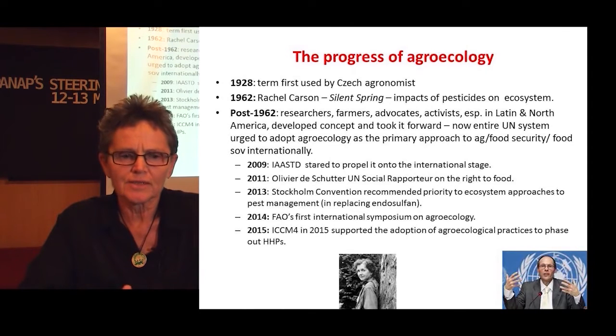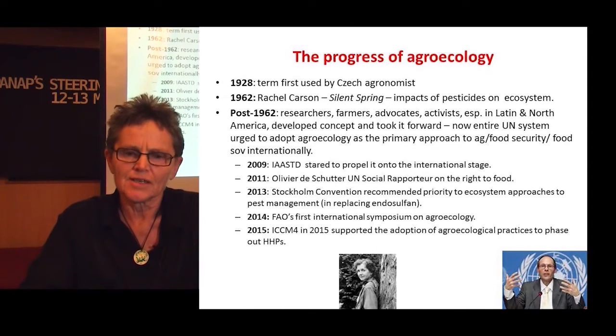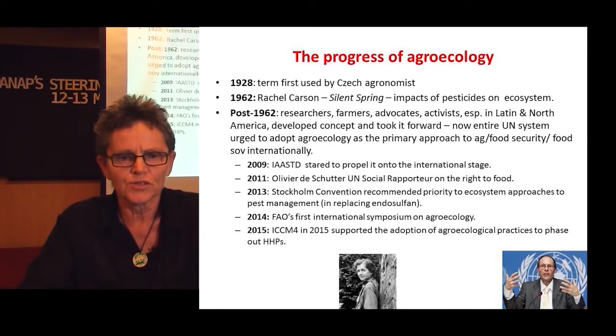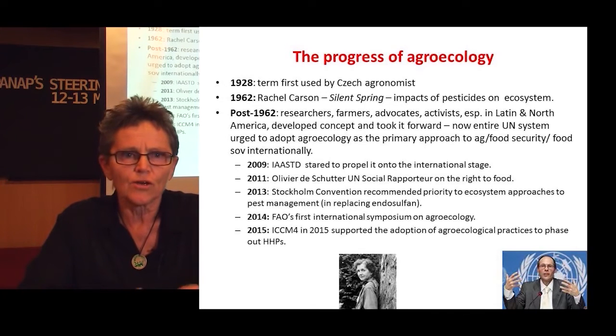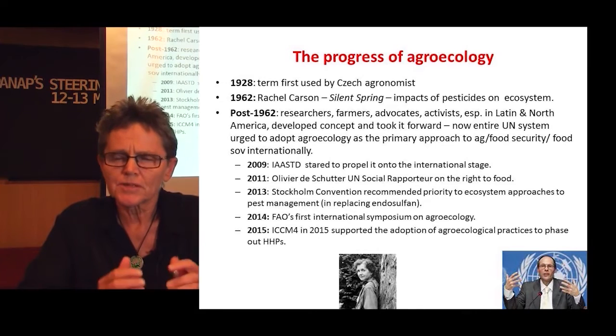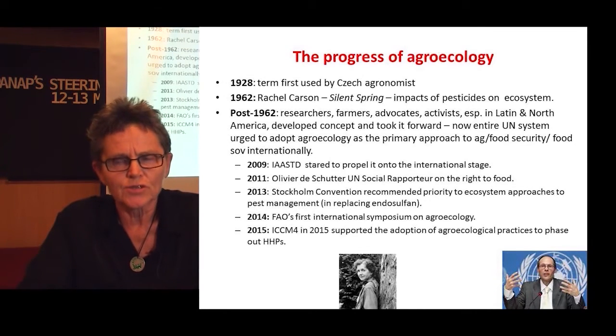And now the entire UN system is being urged to adopt agroecology as the primary approach to agriculture production, food security, and food sovereignty internationally. In 2009, the IAASTD, International Assessment of Agricultural Knowledge, Science and Technology for Development, started to propel it onto the international stage. And then in 2011, Olivier De Schutter, the UN Special Rapporteur on the Right to Food, really brought it to prominence with his reports to the UN Human Rights Council on how agroecology could help feed the entire world, but particularly those people who are living in marginal circumstances whose production is low and who don't have access to expensive inputs.